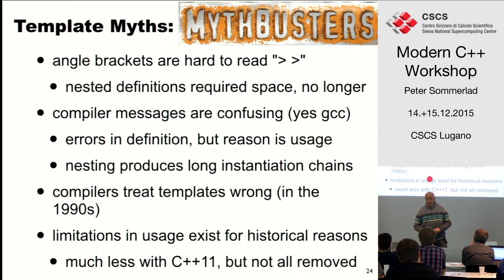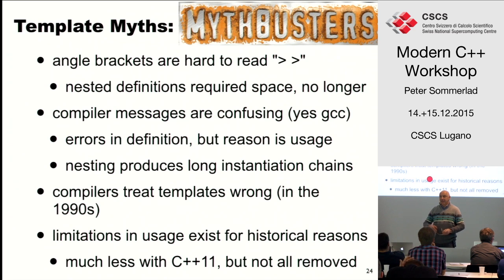And there are some limitations in the usage, mainly for historical reasons. Some of them were, let's say, removed in C++11, but not all of them. And most of the limitations were there because the compiler vendors objected to have, let's say, a consistent orthogonal definition, because they were afraid they would not be able to implement that.